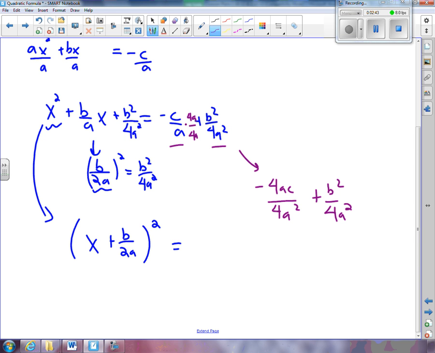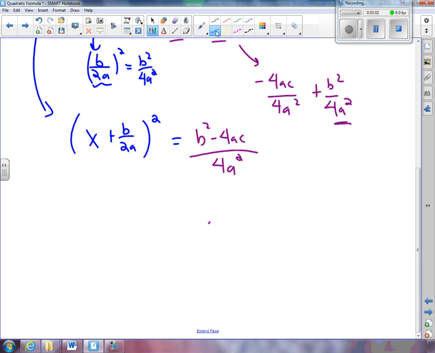Now that I have a common denominator, I'm able to add these two terms together. It doesn't really matter what order you put it in. I'm going to put this term first just because that's the way it looks in the formula. So this ends up being b squared minus 4ac all over 4a squared. We're almost there. I know that this is a little complicated. Just bear with me. We're almost done. It'll make sense soon. So now we're just trying to solve for the x.